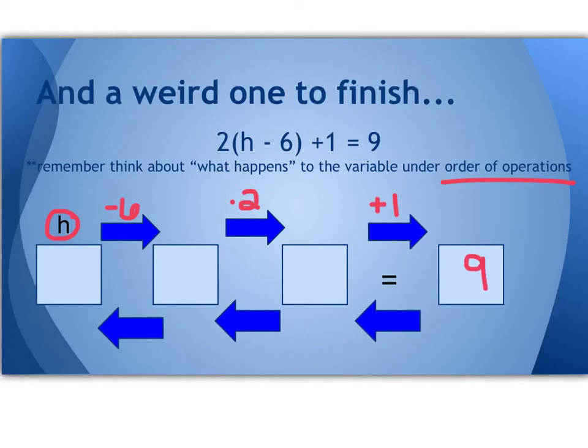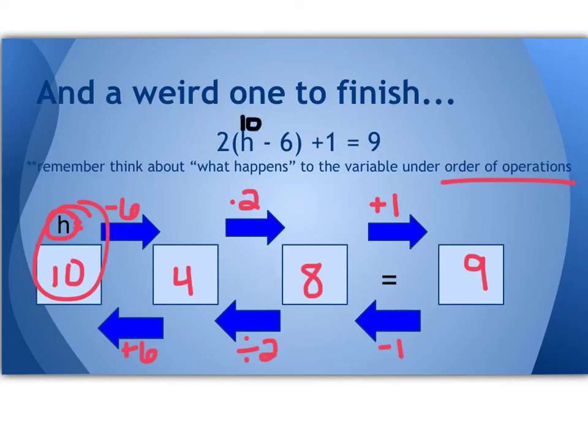If we were following order of operations, you would do what's in parentheses first. So you would do whatever h is and minus 6. Then you would multiply it by 2, and then you would add 1. Now let's work backwards. Instead of adding 1, I'm going to subtract 1, and I will get 8. Instead of multiplying by 2, I'm going to divide by 2. 8 divided by 2 is 4. Instead of subtracting 6, I'm going to add 6. And 6 plus 4 is 10. So h equals 10.